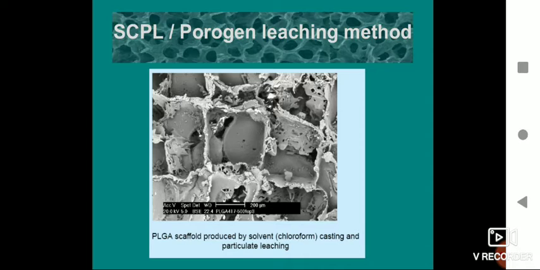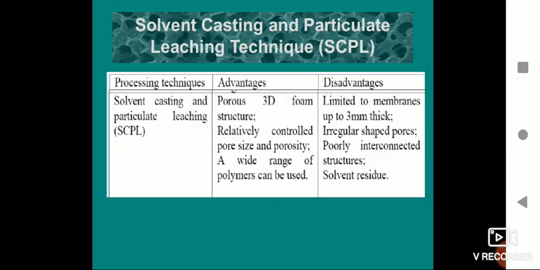As I have told you, the disadvantage is that the holes are usually blocked, because even though salt is leached out, there is a possibility that polymer from behind might be present. So that leads to blocking of the pores present in this kind of scaffold, right?